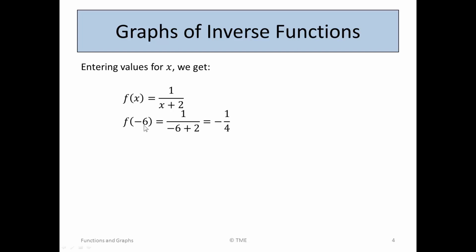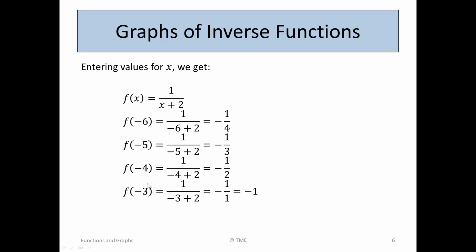For example, when x is minus 6, we get 1 over minus 6 rather than 1 over x. So 1 over minus 6 plus 2, or 1 over minus 4, or minus a quarter. When x is minus 5, it's 1 over minus 5 plus 2, or 1 over minus 3, or minus a third. And similarly for minus 4 and minus 3, we get 1 over minus 4 plus 2, or minus a half, and 1 over minus 3 plus 2, or 1 over minus 1, or minus 1.